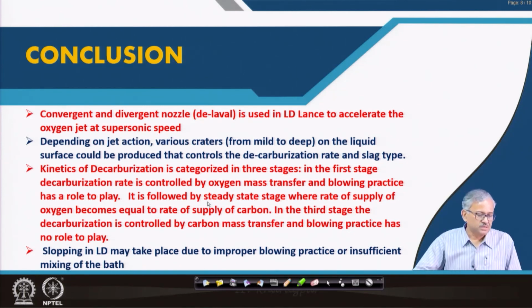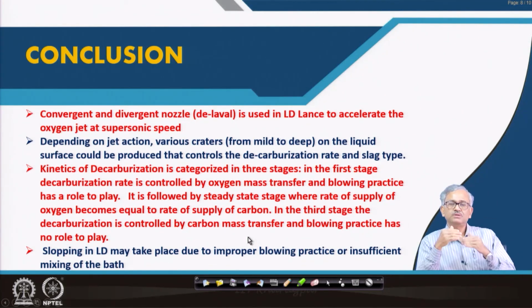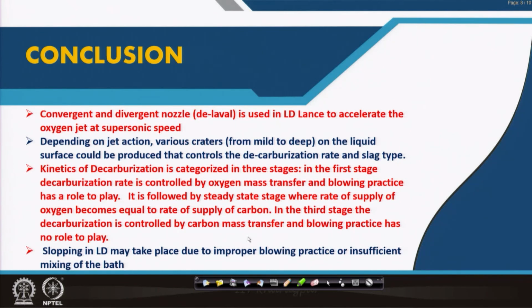And slopping in LD may take place. Slopping means, as I said, basically when the emulsion comes out of the LD mouth, which causes a lot of loss, and it also becomes a very cumbersome process. So you can stop slopping by avoiding the causes. It can happen due to improper blowing practice or insufficient mixing in the bath. If the bath is not properly mixed, then it can also happen, or because of improper blowing practice. Okay, thank you very much.